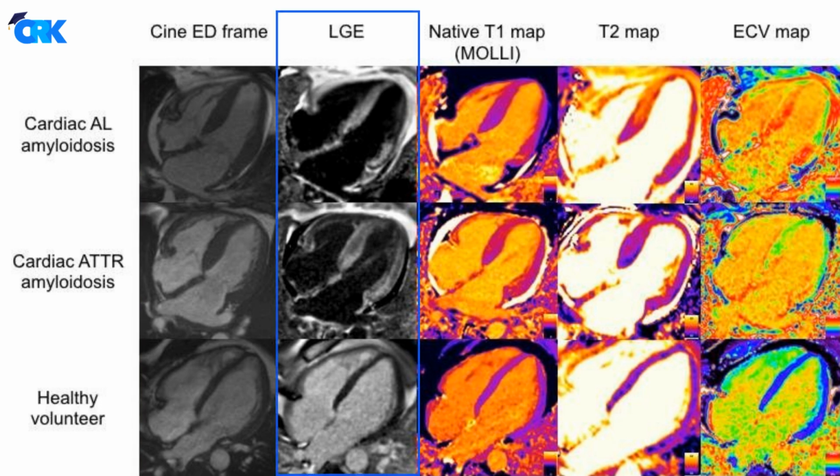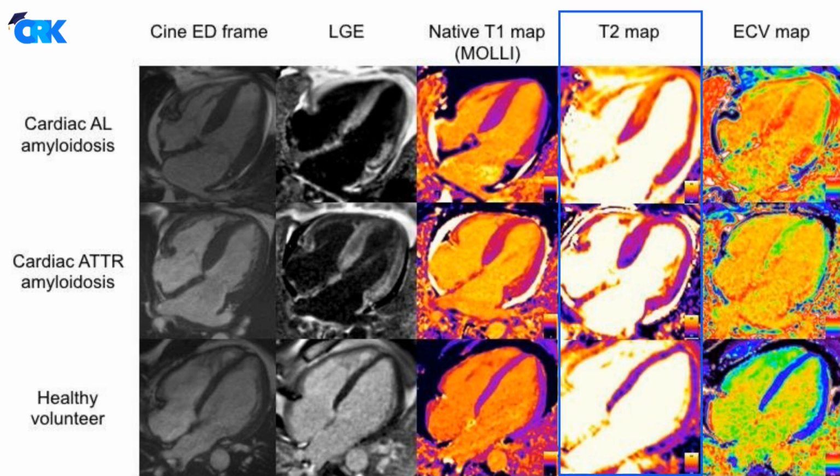LGE imaging revealing the location and extent of myocardial scarring. Native T1 maps sensitive to tissue composition changes. T2 maps highlighting edema and inflammation. ECV maps directly quantifying amyloid burden.